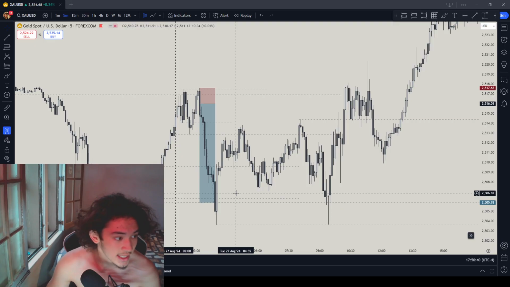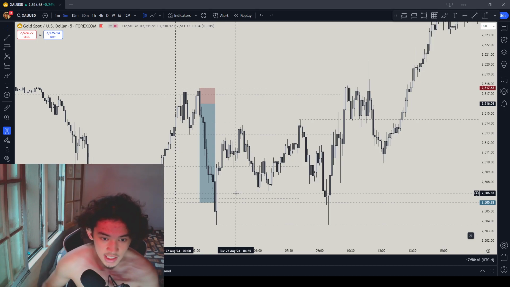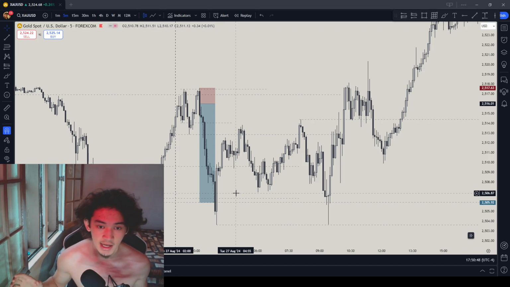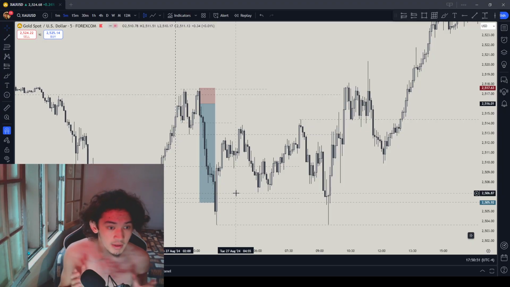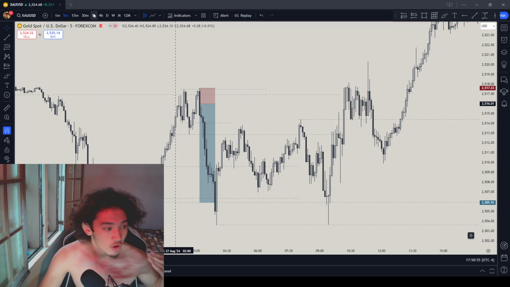Then check: did that order block get touched during a session? Did it get touched during a kill zone? If yes, check that out, and right there you're going to make a high probability setup. Even if it's one minute before a session, that order block will get disrespected.